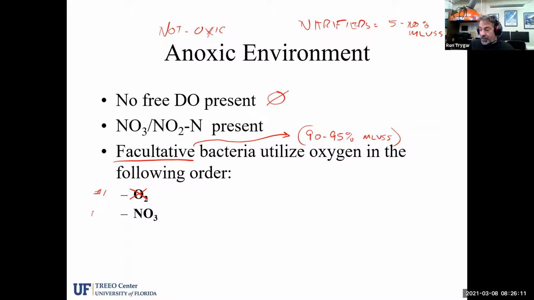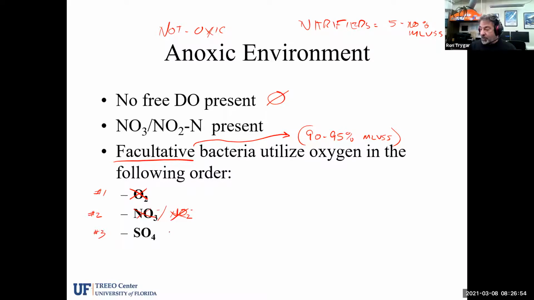So number two on the list for the facultative organisms would be nitrate, and we can actually add onto this nitrite because NO2 is carrying oxygen with it as well. So nitrate and nitrite is available. So it's on the list, and they would use that in that preferential order. So no DO and nitrate or nitrite present, they will be considered anoxic. If we go down the list and we take away the nitrate and nitrite, if that's no longer available, then the bacteria, the facultative heterotrophs, will start to utilize sulfate as an oxygen source, sulfate and sulfite.